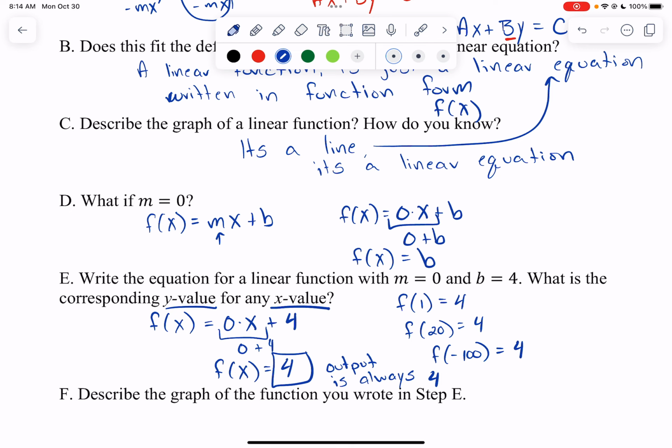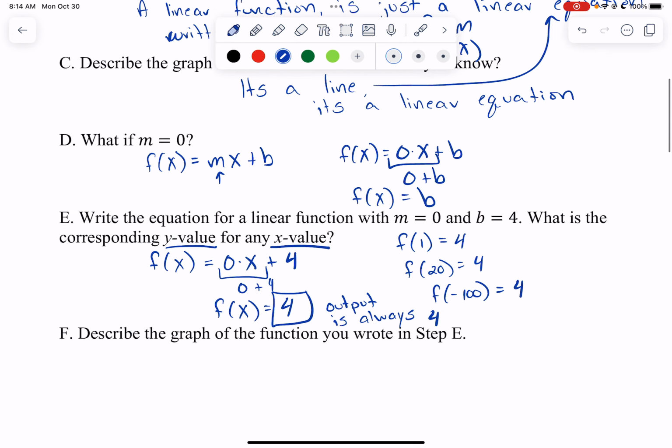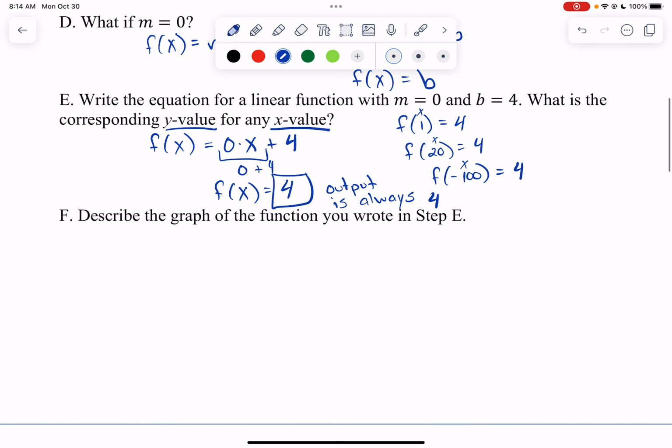So what is the corresponding y value for any x value? 4. 4 is always my y value. Doesn't matter what my x is. If my x is 1, if my x is 20, if my x is negative 100. So describe the graph of the function you wrote.